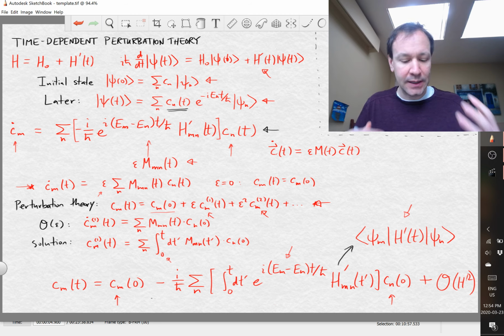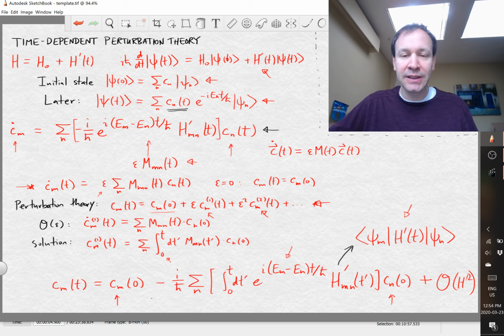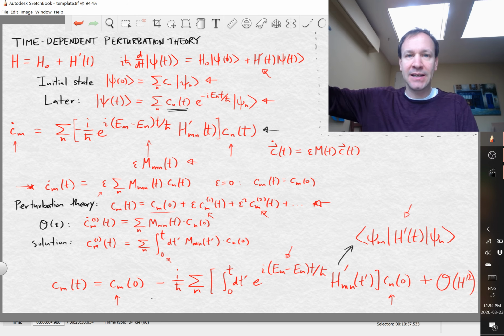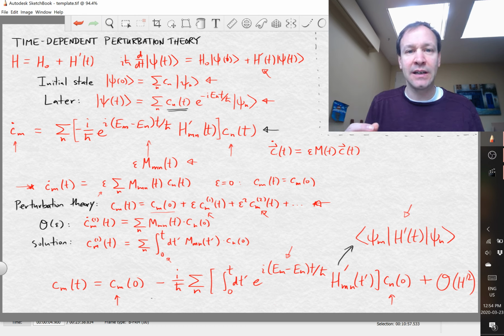And so we can use this, for example, to predict the probability that I'll have made a transition to some other state at some time t. In the next very short video, I'll do one example of that, where we have some particular energy eigenstate initially, and we want to calculate a transition probability.